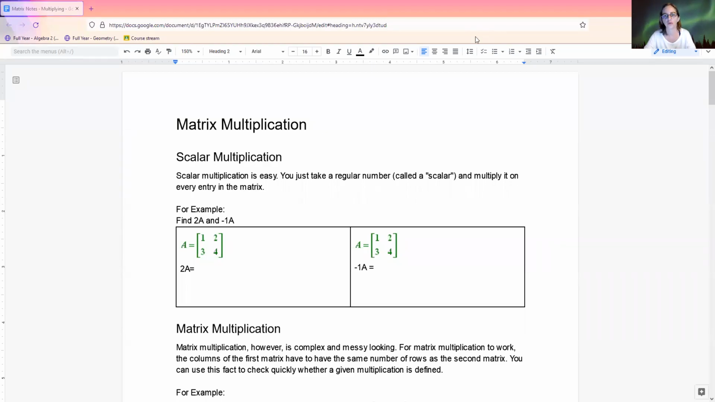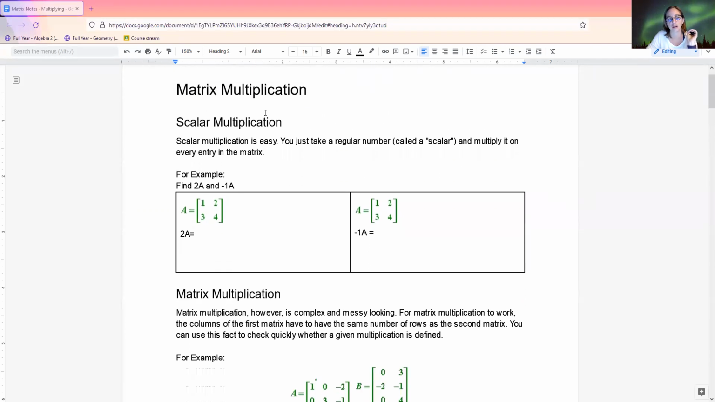Hey guys, today we will be doing matrix multiplication. So remember last week we talked about matrix addition and subtraction and how the rules for those were pretty straightforward. As long as you had the same size and same shape of matrix, then you could add and subtract them all you wanted. You could even set them equal to each other and just do space by space to solve for missing variables. So today we're going to talk about multiplication.